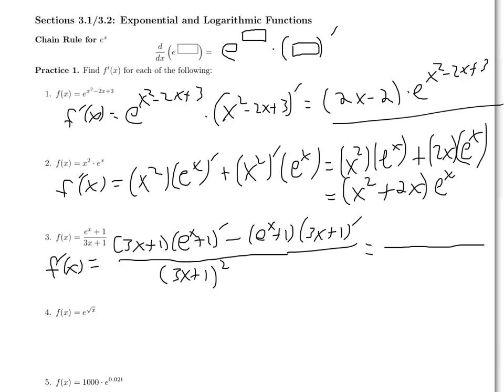So I'll have 3x plus 1 times e to the x there. Oops, not plus, minus. And then here, the derivative of 3x plus 1 is just 3. So I have minus 3 times e to the x plus 1. And so that also can be simplified a little bit, but I don't have room here to do it, so I'll just leave it like that.